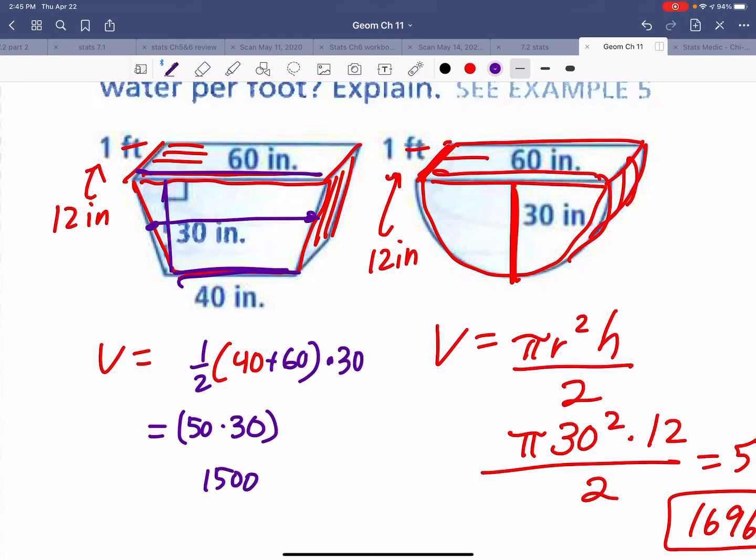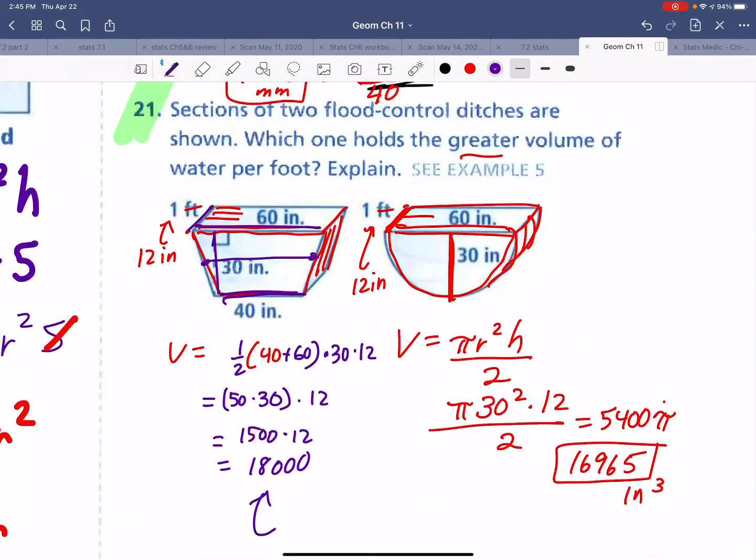All right, and then how high did I stack it? So I stacked it 12 inches. So we still have to multiply by 12 to find our volume. So which one holds more water? This one. Because it's a greater volume.